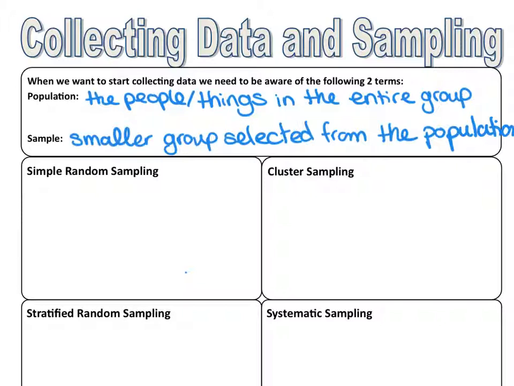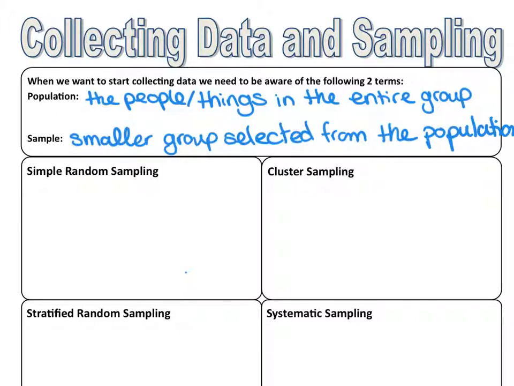Another example would be the population of the entire school, but your sample might consist of like 2 or 3 grade 9 classes from that school. So I just want to make that clear, what the difference between population and sample is.